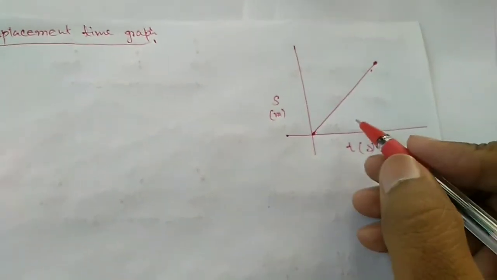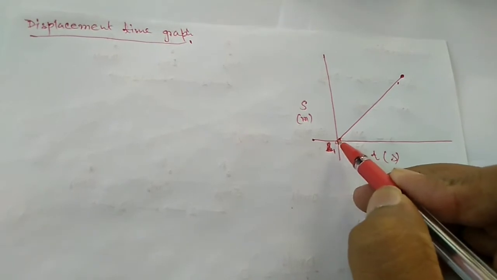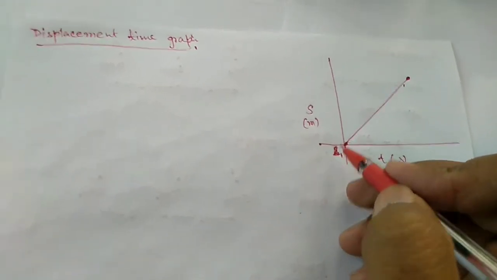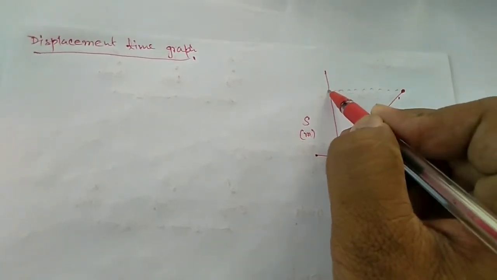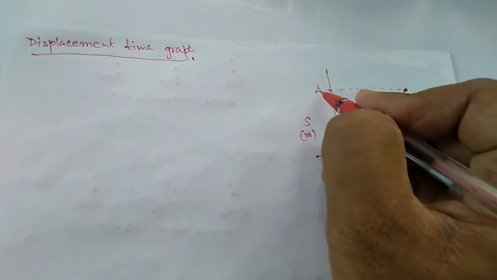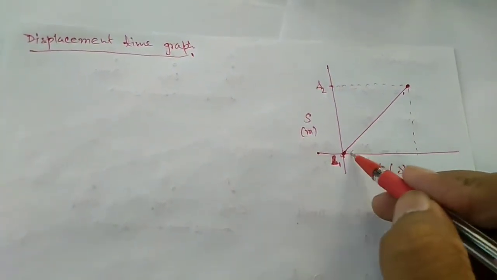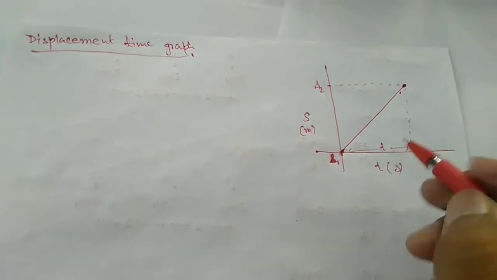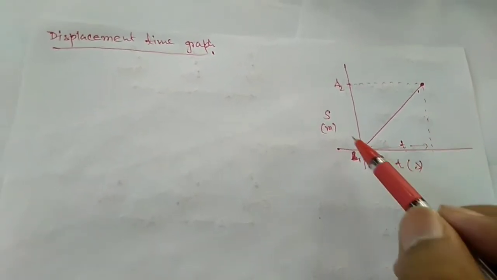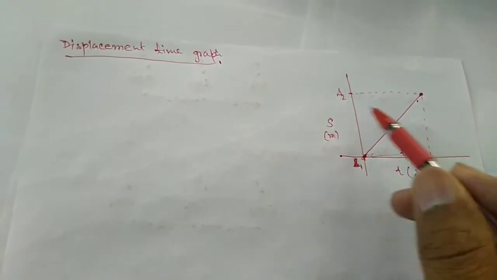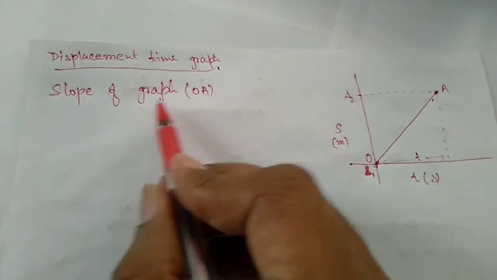To calculate the slope of the graph, suppose this point, I know this is 0, but I'm considering this initial point as having displacement s1, and after some time, say this is s2, here s1, here s2, and the total time taken from here to here is t. After t time, this is the displacement. So what can we calculate? The slope and the area. First of all, I'm going to calculate the slope of the graph. I have named the graph OA and written slope of the graph OA.